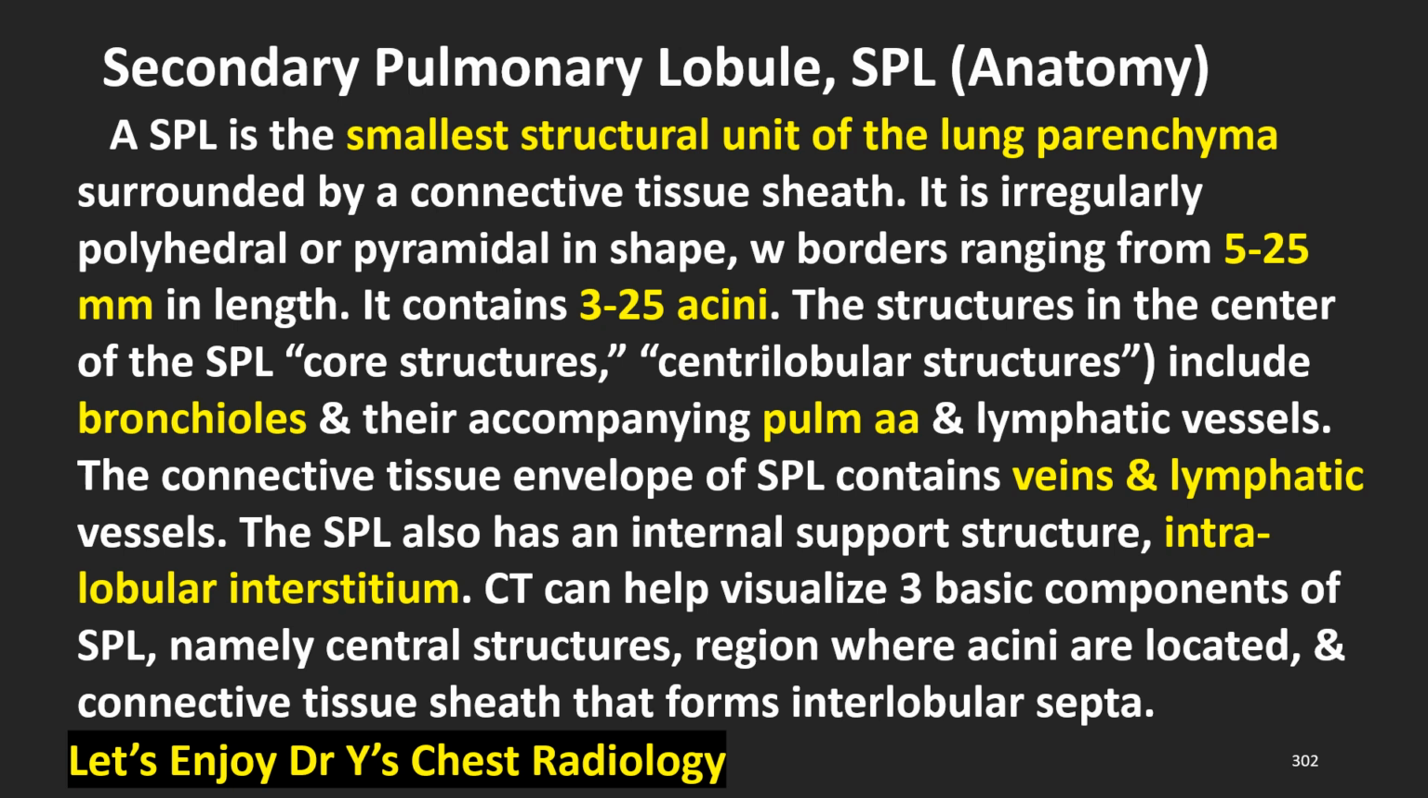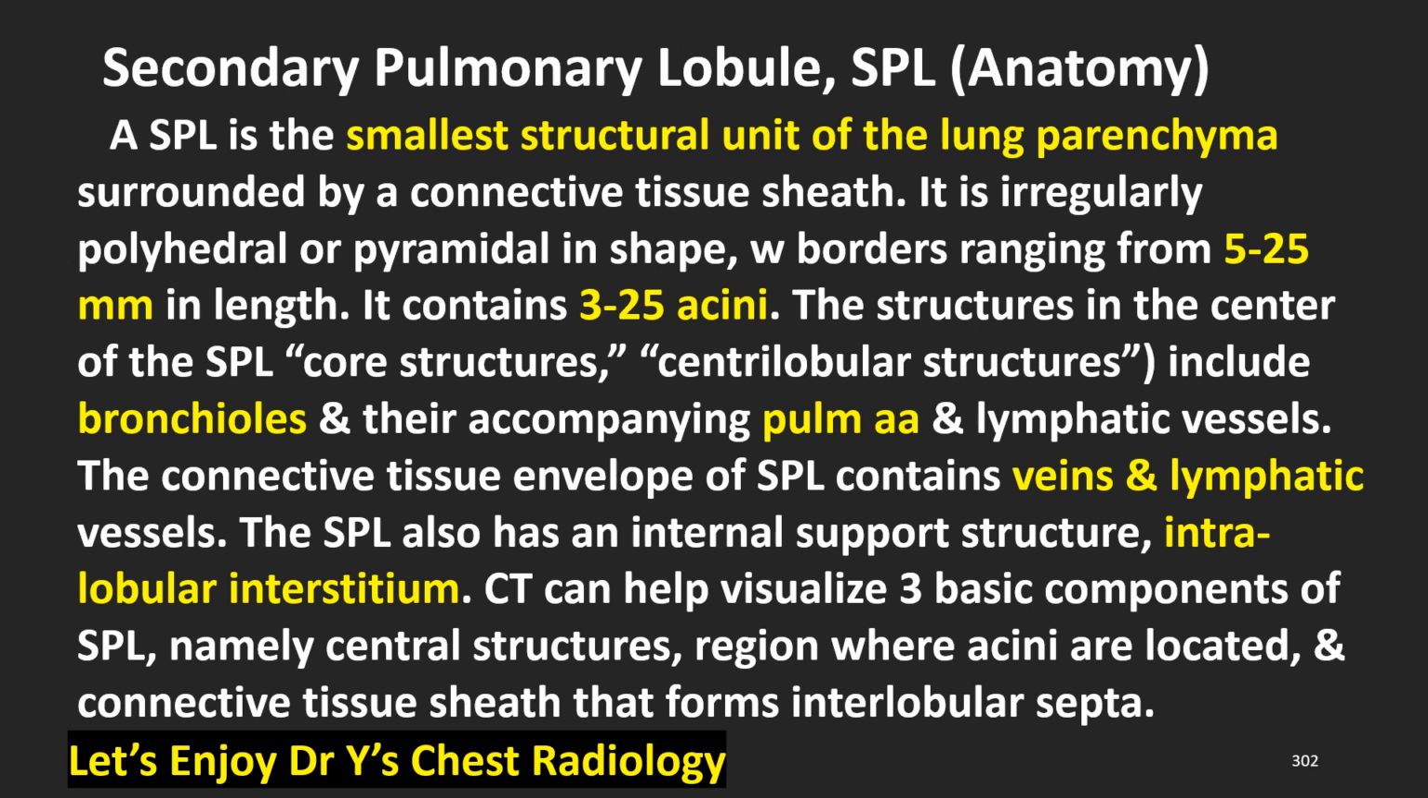The structures in the center of the secondary pulmonary lobule, core structures, centrilobular structures, include bronchioles and their accompanying pulmonary arterioles and lymphatic vessels. The connective tissue envelope of secondary pulmonary lobule contains veins and lymphatic vessels. The secondary pulmonary lobule also has an internal support structure, intralobular interstitium.